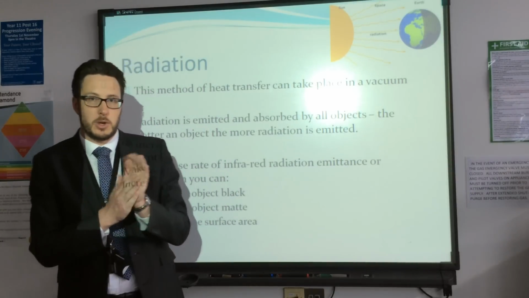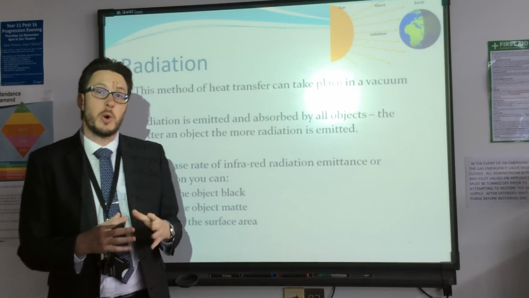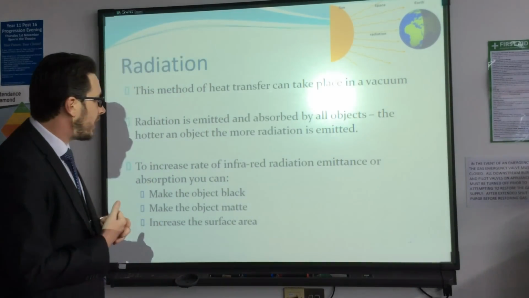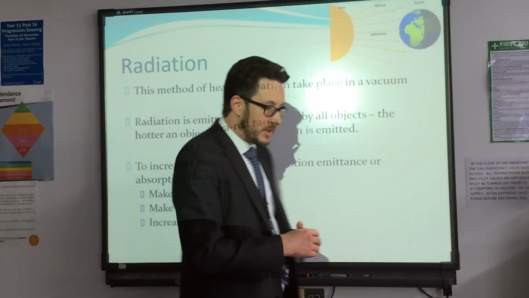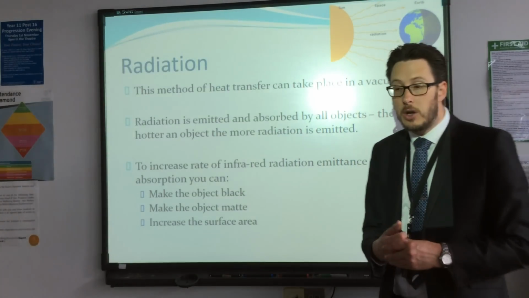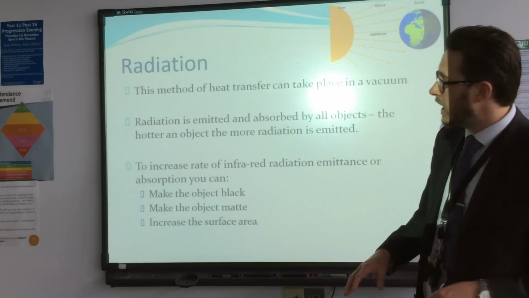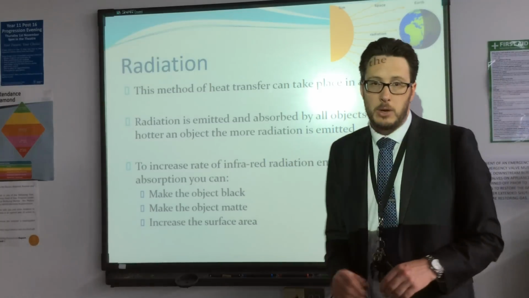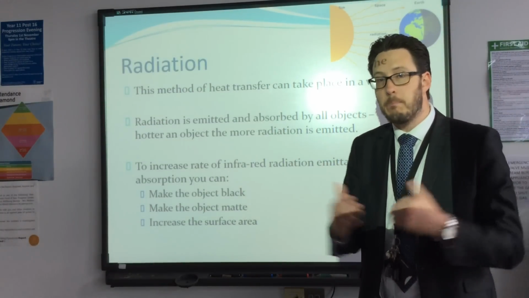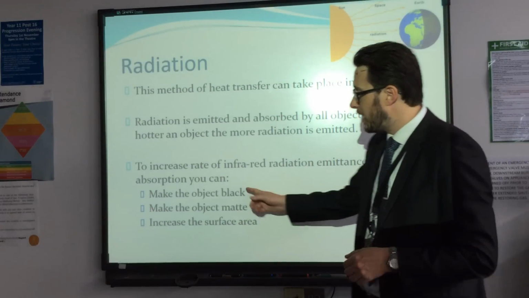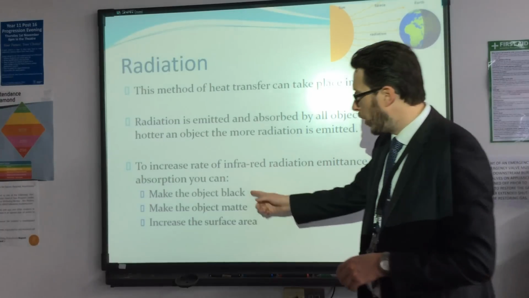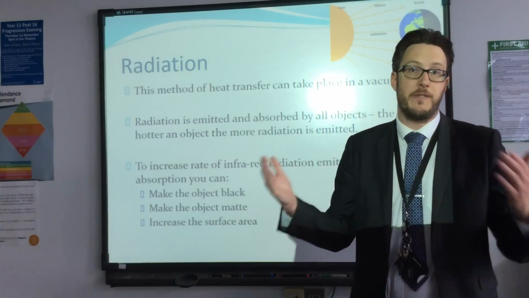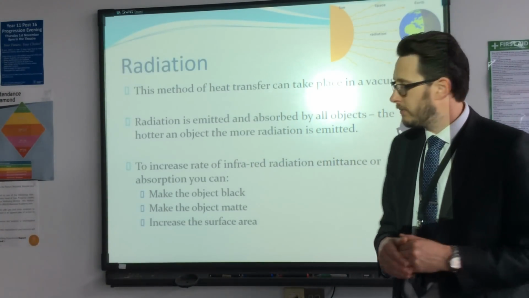The last thing I'm going to talk about is just the required practical to do with infrared radiation, because it didn't come up last year. Infrared radiation is emitted by objects that are hot. And you can make an object either absorb or emit more infrared radiation by making the object black, which means making it a dull colour, as opposed to white, which would be the opposite and reflects infrared radiation.